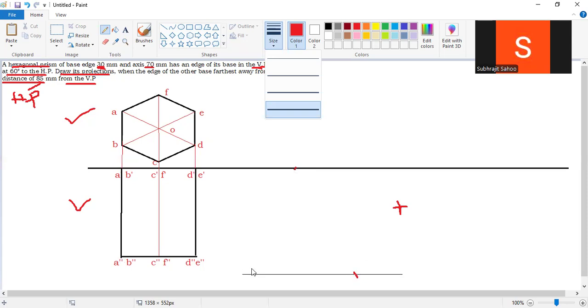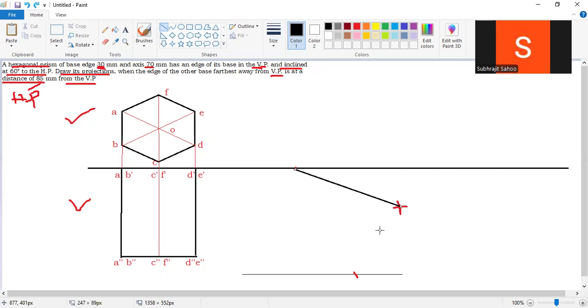Don't draw the arc on the left side, draw the arc this side. Then D dash to D double dash measure. Then from D dash put the compass and draw the arc here. Then A double dash to D double dash measure. This is my A double dash point. Draw the arc. Very simple. Now join, sir. Here to here you join.